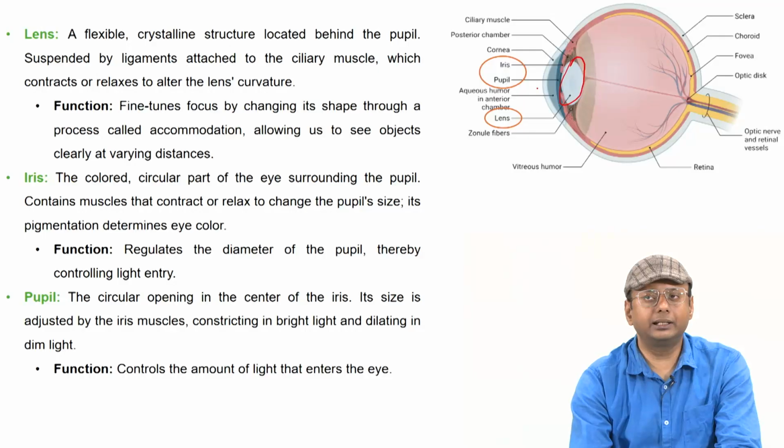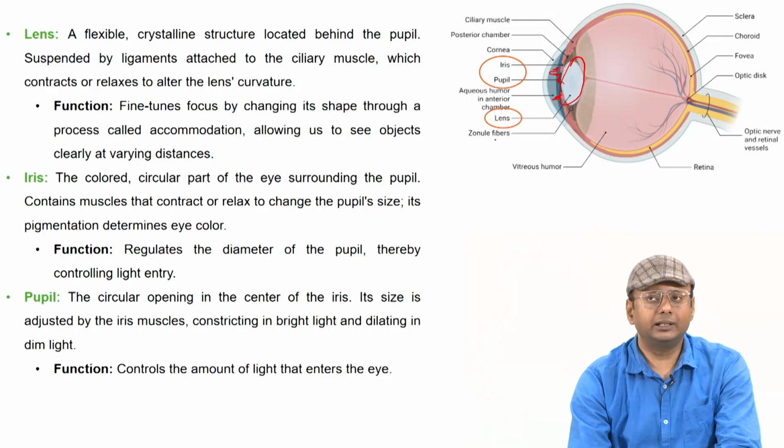So just behind the pupil, you can see the lens is located. And what is its function? Basically it fine tunes the focus by changing its shape through a process called accommodation. In this way it allows us to see objects clearly at varying distances. So by changing the shape of the lens, it helps us see objects at varying distances.